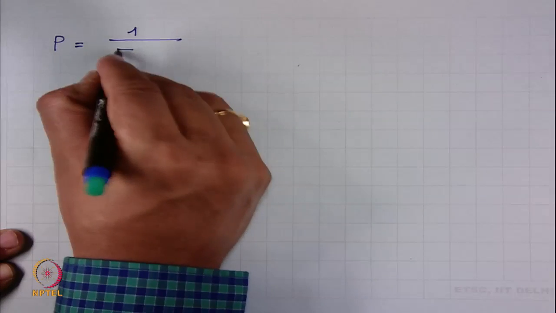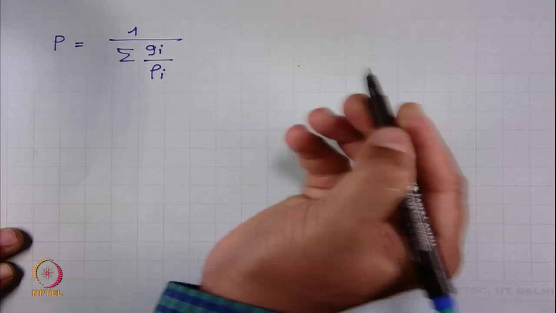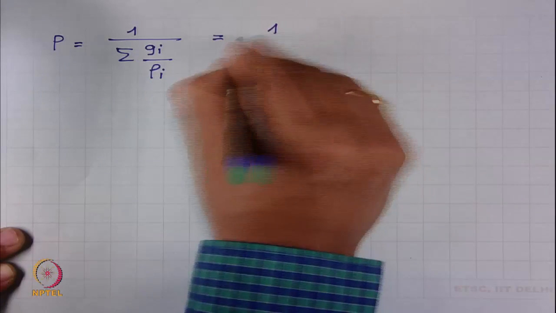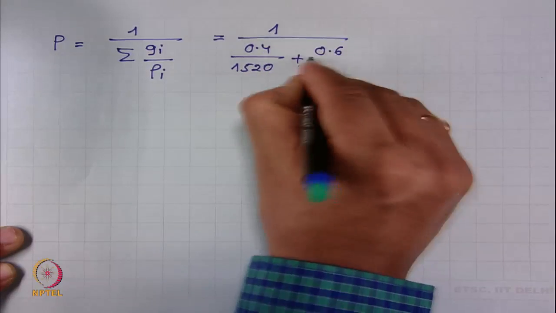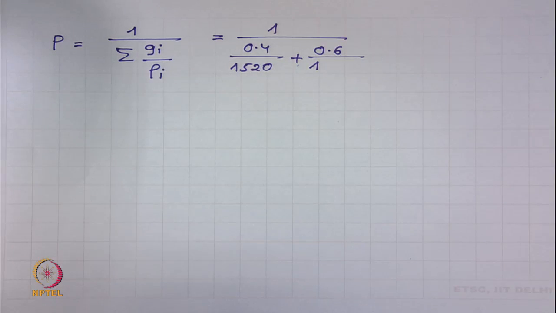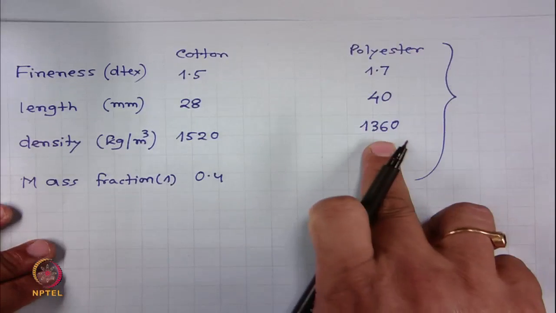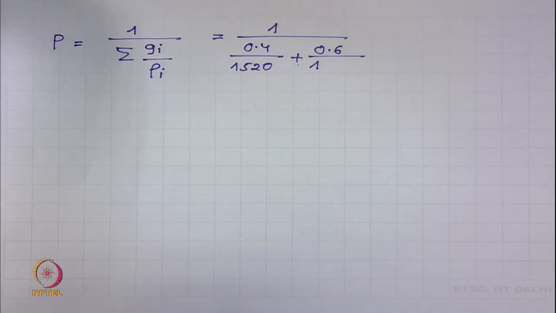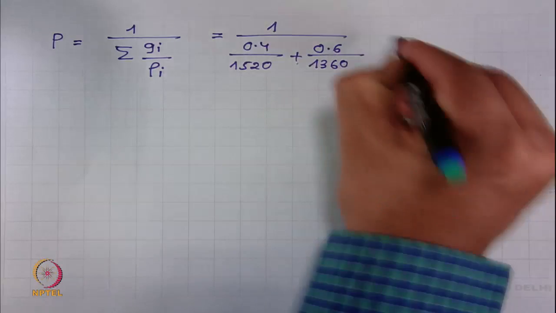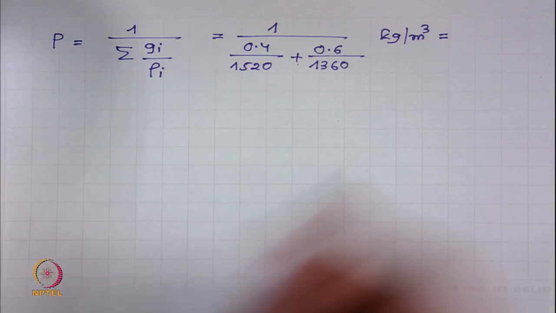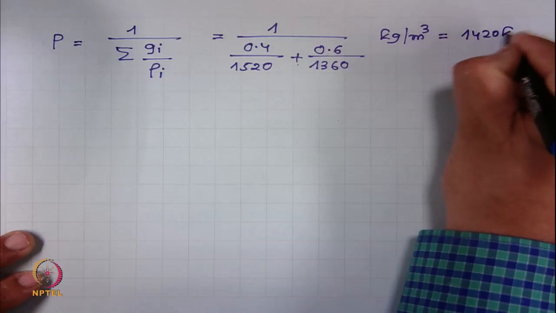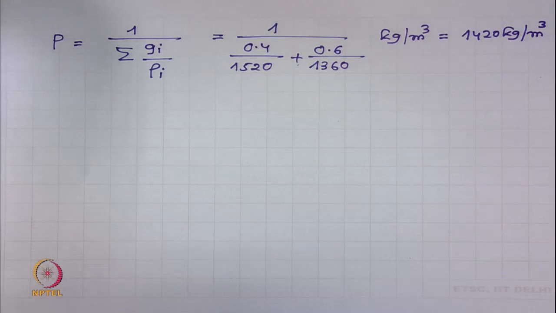What is rho? Rho is 1 by summation Gi by rho i. We have derived this expression. What is G1? 0.4, with cotton fiber density 1520, and polyester 0.6. What is this value given? It is given 1360 kg per meter cube. So, we substitute 1360 kg per meter cube. What will be the unit? Kg per meter cube. If you calculate, you will obtain 1420 kg per meter cube. So, this is our third one.